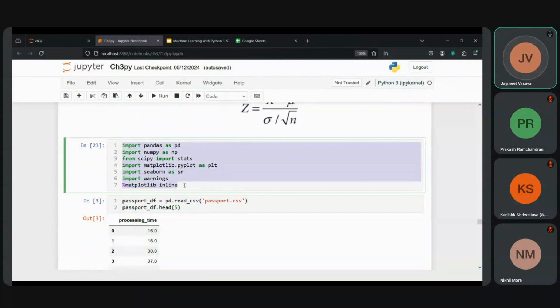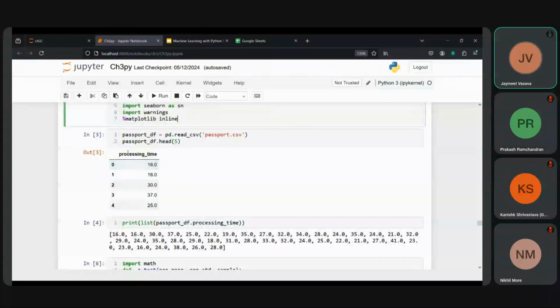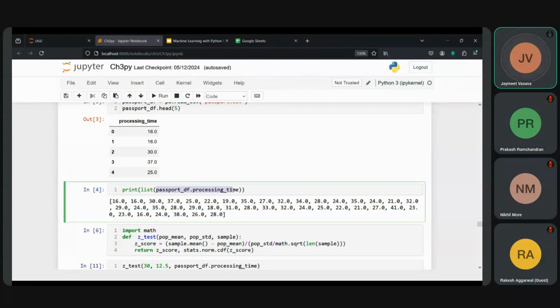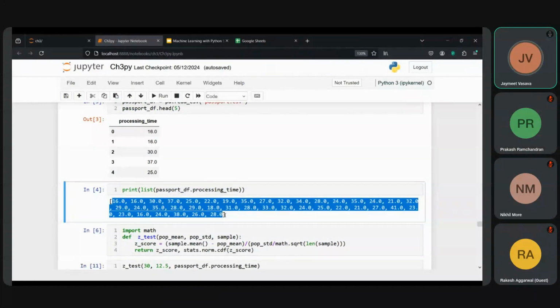We imported the necessary libraries. Then we read our data set and named it passport df for our data frame. This is what the first 5 values of the data frame look like. And if we print every value of the processing time for the passports data frame, these are the values that there are.